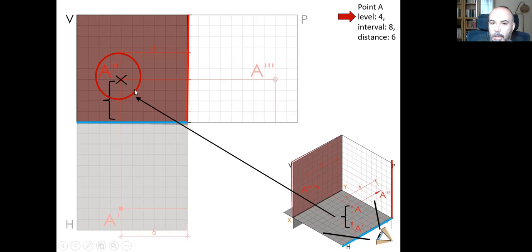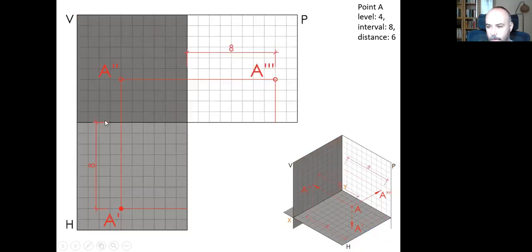I just make the cross to indicate the position of the projection, A double prime, and that's it, that's all. Now I need to create my row and write my letter A double prime next to this cross. And in the third step, the last step, I need to change my position for the last time.